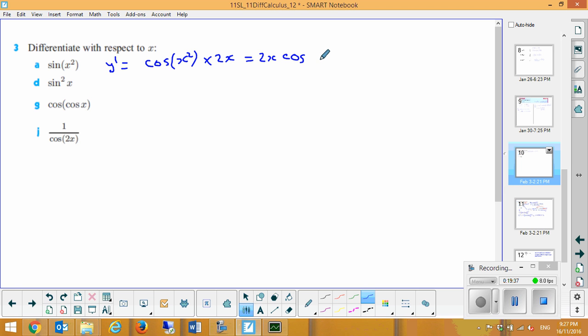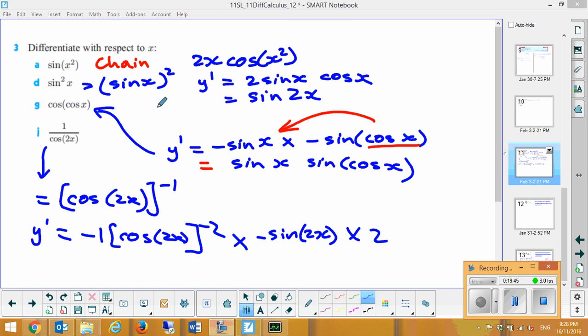So cos x squared. So pause the video and have a go at those ones. I'll put them up here. These are some of the solutions for the other ones. You can have a look through and we can have a look at those in class.